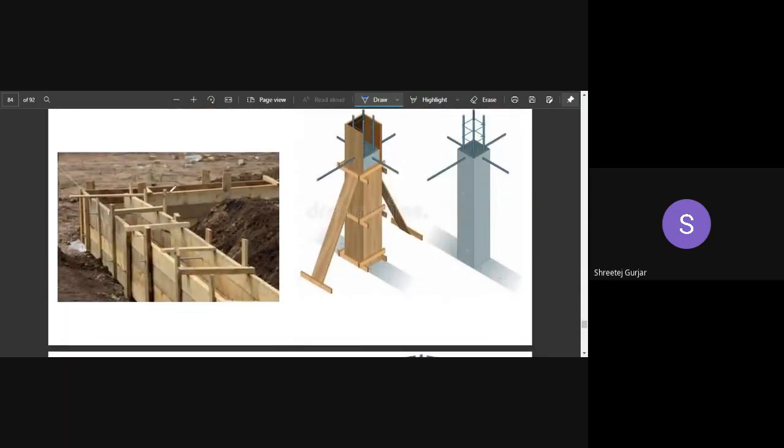Okay, so this is an example of a wood formwork. This particular element which you can see running horizontally, these are nothing but boards, or plates, right? These boards are held together in place by these battens.